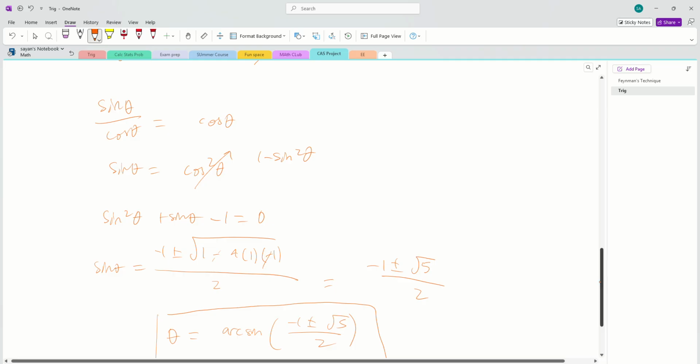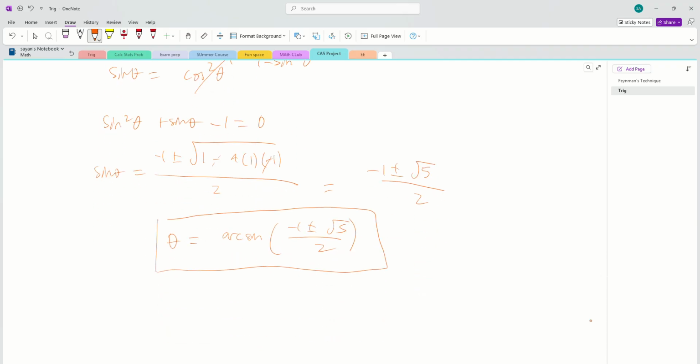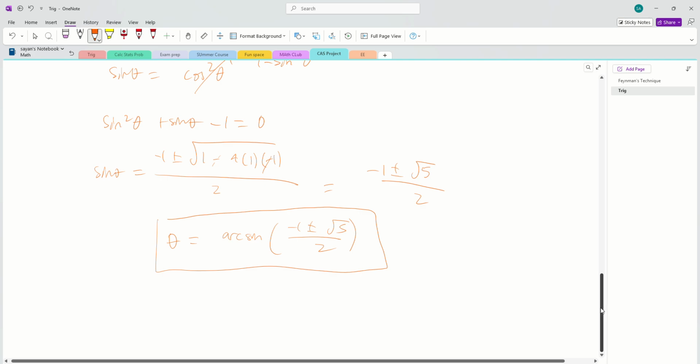But you can see how a lot of times you're going to have to use the Pythagorean identity. You're going to get a quadratic, and you're just going to have to use the quadratic formula. And that is that. It's not too bad.